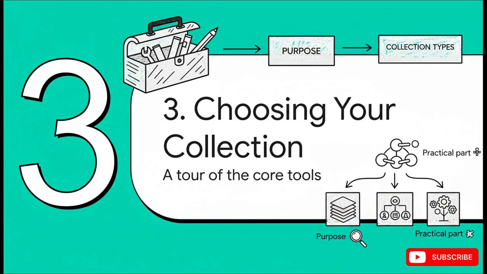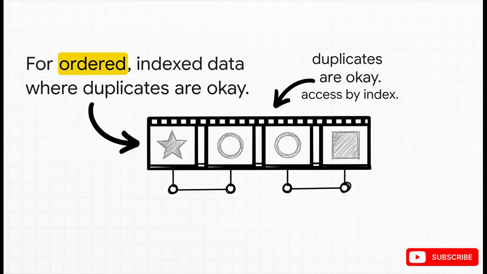All right, now for the practical part. With all these options, how do you pick the right tool for the job? Let's do a quick tour of the main collection types and really pinpoint their specific purpose. First up is the List. You reach for a List when the order of your elements is absolutely critical. It remembers the exact order you added things, you can access any element by its numerical index, and duplicates are totally welcome.